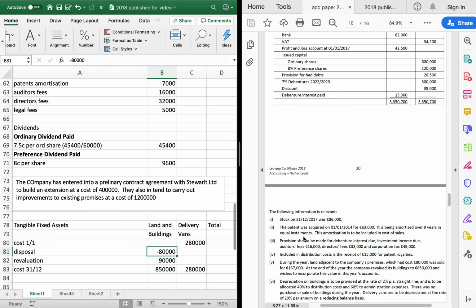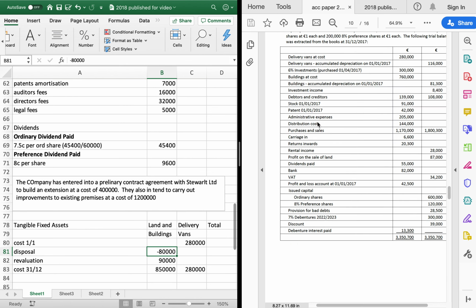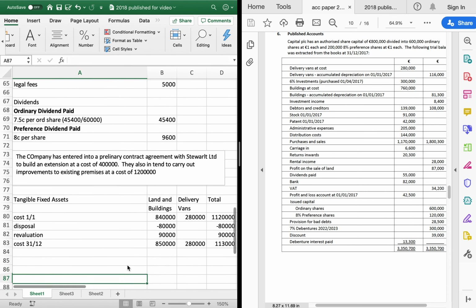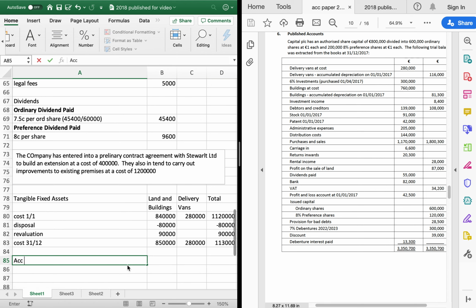In effect, just look at the buildings figure here of 760. Add back on the 80,000 to that. That gives you 840. So 840 minus 80 plus 90 gives you 850,000. So to total them off, 1.120 million, minus 80,000, plus 90,000, and then 1,130.